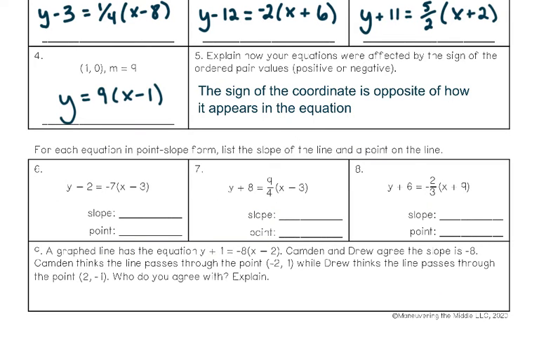Keeping that in mind, I'm going to do number 6, and then you're going to try 7 and 8 by yourself. We're going to identify the slope and the point from the equation of the line in point slope form. It's easiest to start with the slope. The slope is -7. It's always going to be the number that's next to the parentheses.